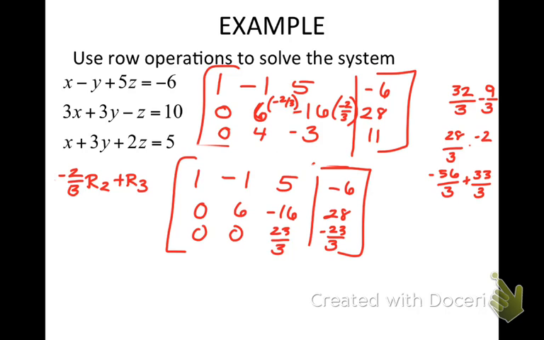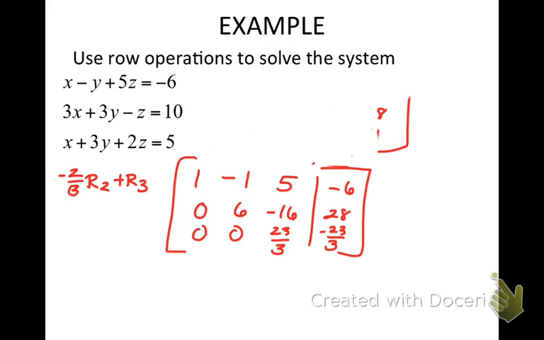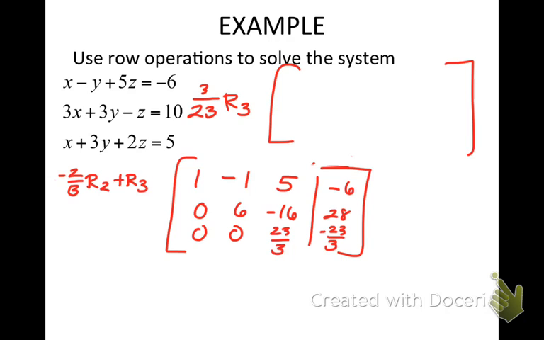Why is that nice? How can I turn this into a 1? Multiply by the reciprocal, which would turn that into a negative 1. All right, so what's my next step? I'm going to take row 3 and multiply it by 3 over 23. See, I told you, this is a lot of work. It's tedious stuff, but I see the light at the end of the tunnel. So that goes to 0, 0, 1, negative 1.